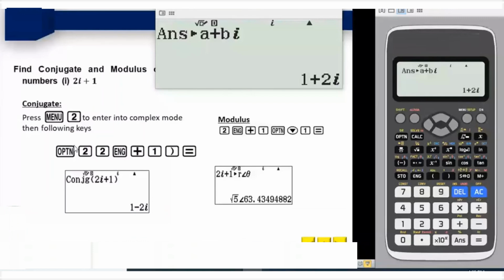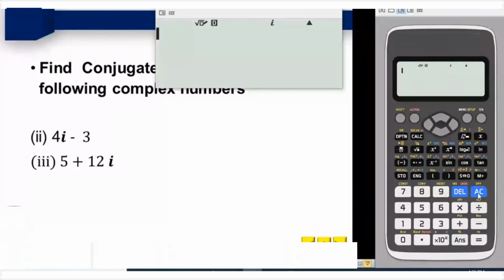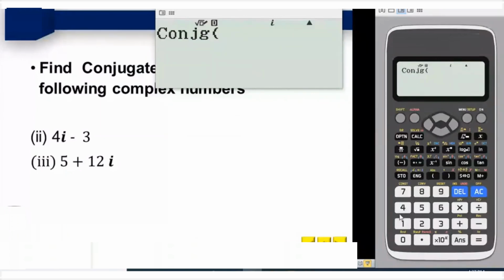I will move on. You need to find the conjugate and modulus of the following complex numbers. Now I have given you some complex numbers. All right, so I'll do the second part for you. I will press the option button and press 2. The calculator will ask me, conjugate of what? So 4 iota minus 3, bracket close, and the correct answer is minus 3 minus 4 iota. I hope this is clear.